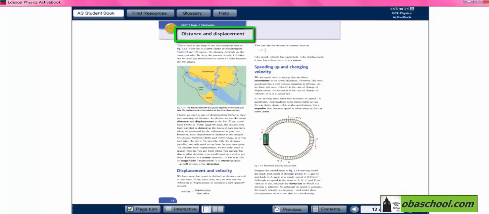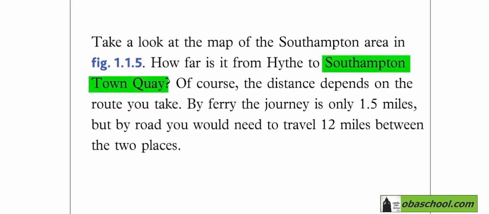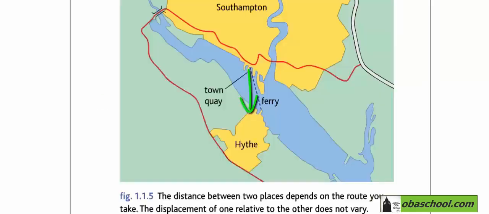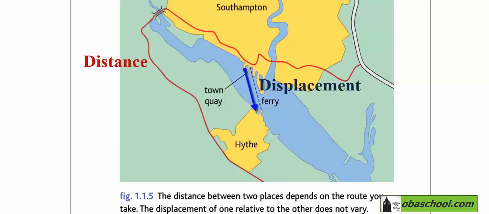Now let's take this example in page 12. Take a look at the map of the Southampton area in figure 1.1.5. How far is it from Hythe to Southampton Town Quay? So we have two ways, either going by the ferry or by following the red line. Going by the ferry represents the displacement, and going along the red path is the distance.